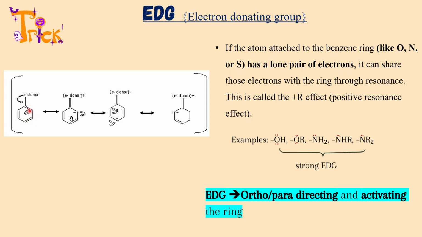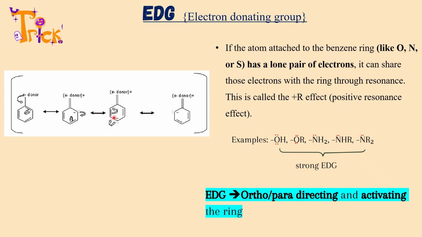Now, these pi electrons undergo resonance and result in an increase in the electron density on the benzene ring. As you can see over here, this position and this position in this whole mechanism have the highest electron density.